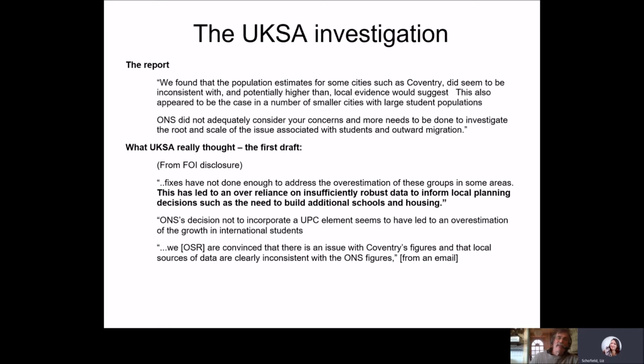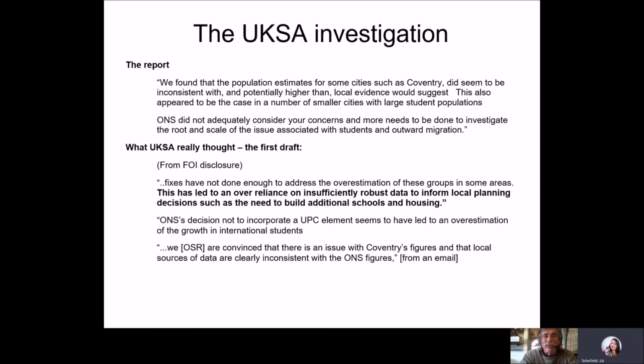Well, from FOI, this is what ONS actually thought. The fixes have not done enough to address the overestimation of these groups in some areas. Quote, this has led to an over-reliance on insufficiently robust data informing local planning decisions, such as the need to build additional schools and housing. So that was taken from the first draft of the investigation report, and it was removed at the request of ONS. Now, I think that's really wonderful that the people being investigated get to edit the investigator's report.